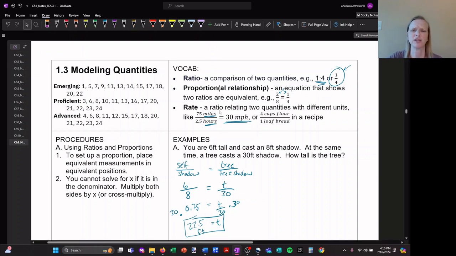Always go back to check your answer. See if it makes sense. 6 over 8 is 0.75, so hopefully 22.5 divided by 30 is 0.75, and that does turn out to be true.